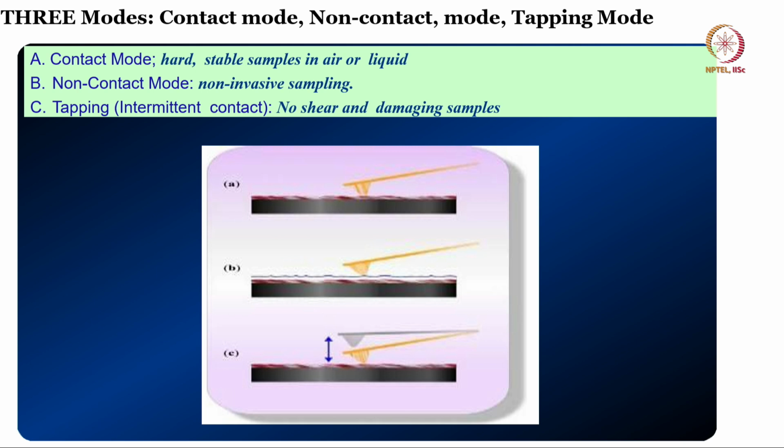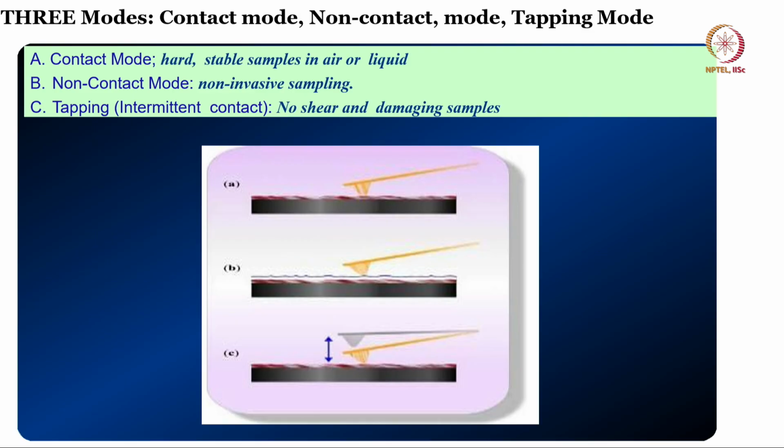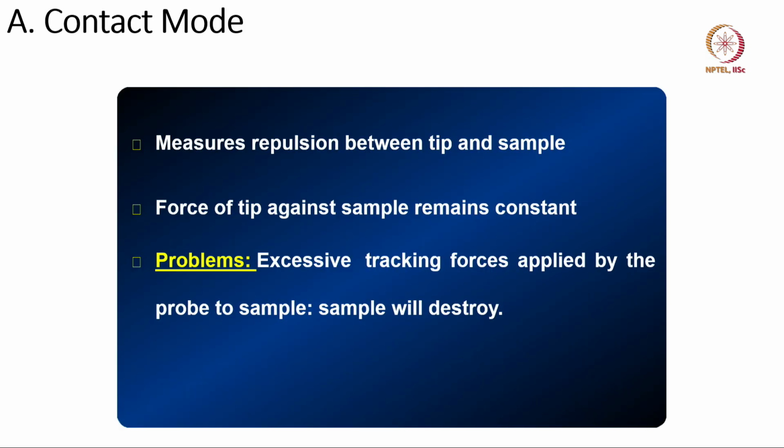The first one is contact mode, where the cantilever will make a hard contact and it stably samples in air or liquid. Non-contact mode, which is non-invasive sampling, where the contact is not there. And the third one is tapping mode, where no shear and damaging samples, no shear will be there, but there can be possible damage to samples.